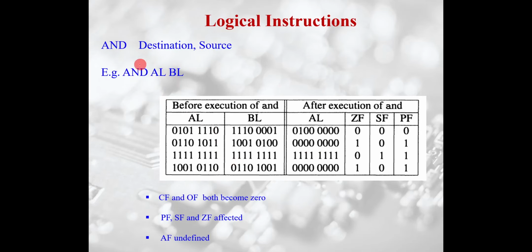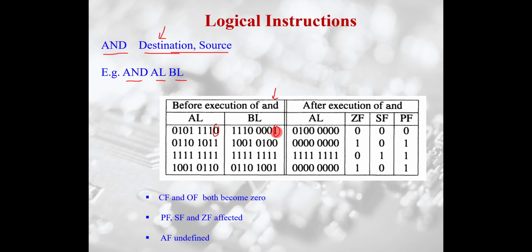The first instruction is AND, and the format is like this: you write AND and then specify the destination and the source. I call this the destination because the data here will finally be changed and the result will be available here. Suppose I write AND AL, BL, both are 8-bit data. After the operation, BL is the source, so this data doesn't get corrupted. It remains as it is, but the AL register has the result of this operation.